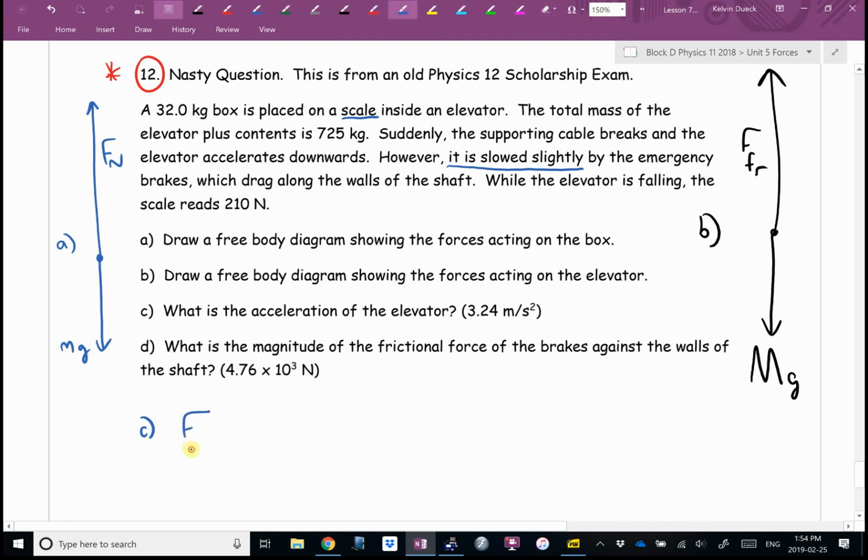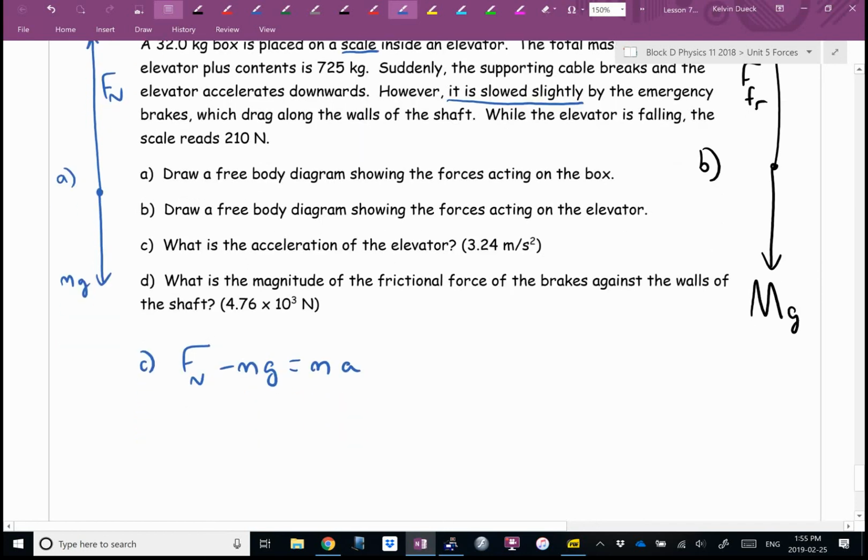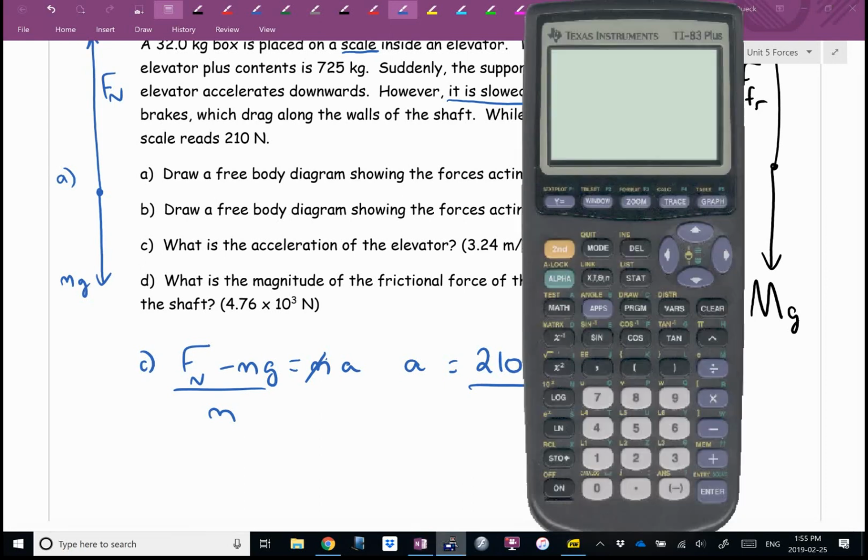So it's going to be normal force minus little mg equals little ma. How would I get the a by itself? Good. And this is going to be mass of the box. So the acceleration of the box, which must be the acceleration of the elevator, is going to be, what was the normal force? They told me 210 newtons. Ha-ha! That's why they gave me that piece of information. Minus, what was the mass of the box? They told me 32. 9.8 all over, or divided by 32.